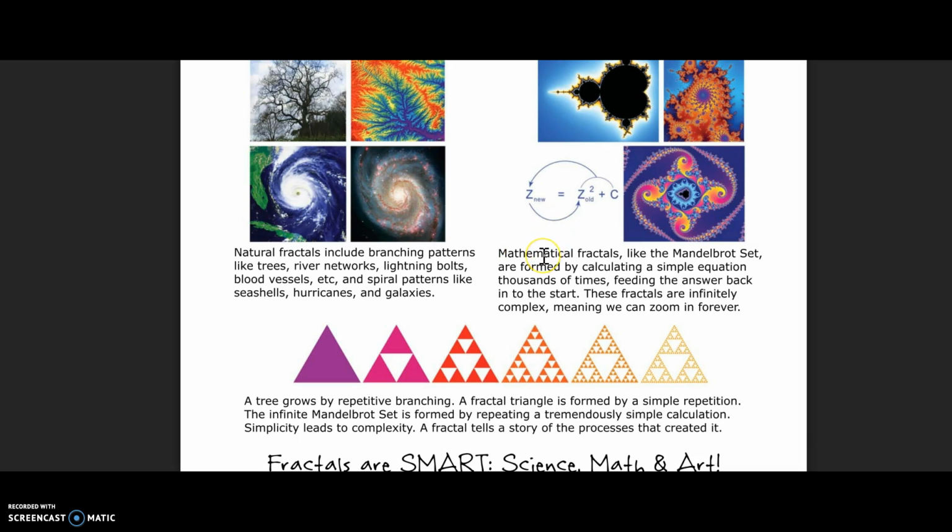And then they talk about math, okay? And there are mathematical fractals. There are certain fractals that are infinitely complex, meaning that you can zoom in and go on forever and ever without end. So just to give you a little idea, fractals are found in lots of different places, such as the human body, nature, and even our galaxy.